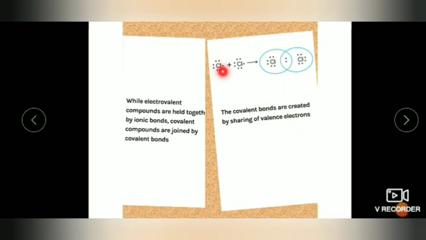This is a valence electron, and this is also a valence electron. These two valence electrons combine to form a covalent compound. The valence electron in the first chlorine and the one in the second chlorine have opposite spin. These opposite-spin valence electrons combine to form a covalent bond, which we call a covalent compound.